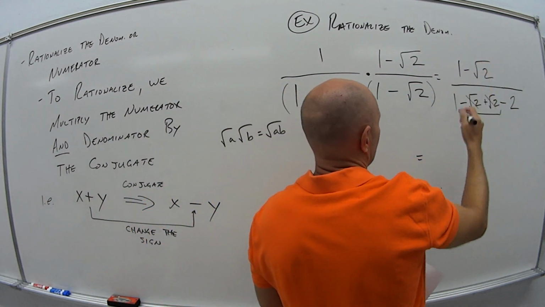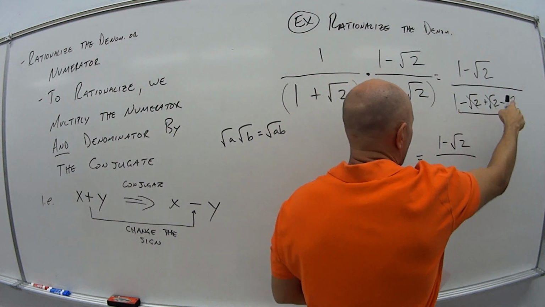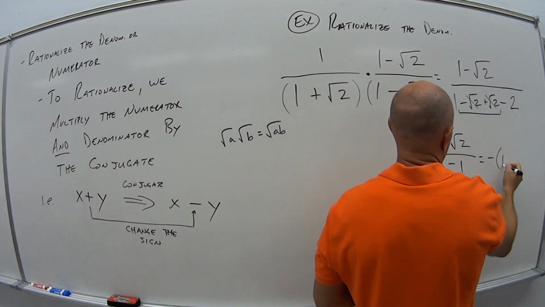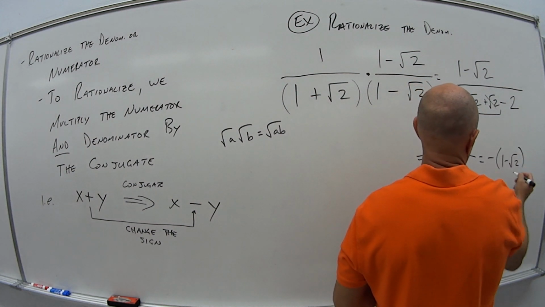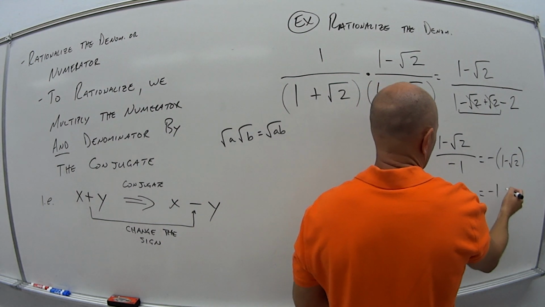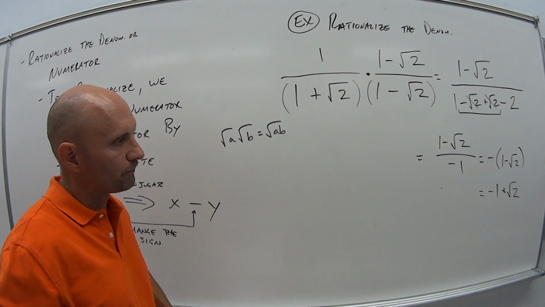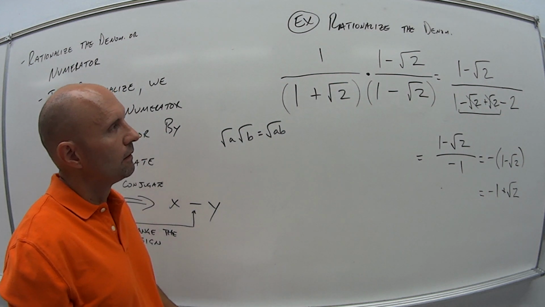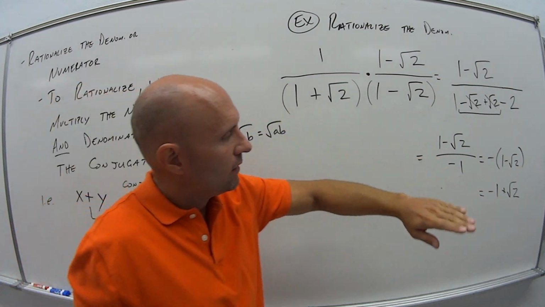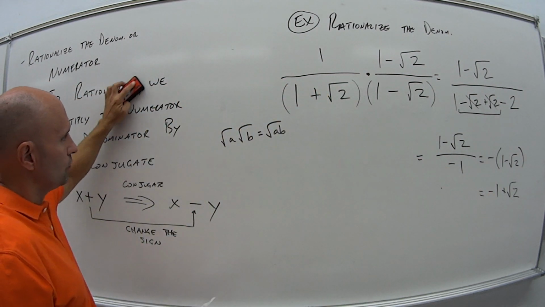So if we simplify, we get 1 minus square root of 2 on the top, and then 1 minus 2 on the bottom is negative 1. So this thing is just minus 1 minus square root of 2, or if we distribute the minus sign, you get negative 1 plus square root of 2. So now we no longer have this rational expression with a radical in the denominator. We just simply have negative 1 plus square root of 2.